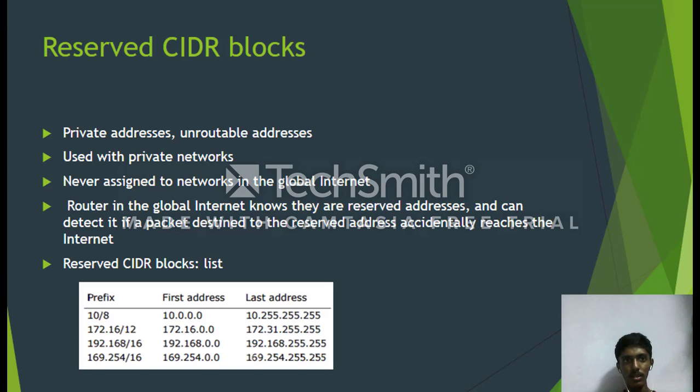Under the category of subnetting, reserved CIDR blocks are one of the topics. These are private addresses and unroutable addresses used with private networks, such as Wi-Fi and for some encryption purposes, which are never assigned to networks in the global internet. Routers in the global internet know they are reserved addresses and can detect if a packet sent to a reserved address accidentally reaches the internet. These are the prefixes for the first address and last address.